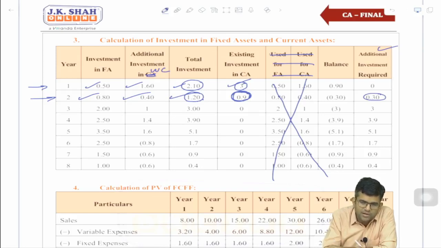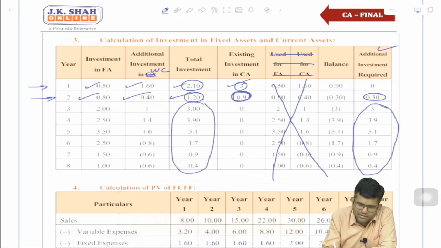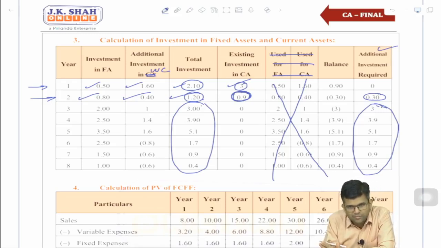And can I say, from year 3 onwards, this column and this column is of course going to remain the same. Because do you realize that whatever investment you do, that much investment is required, because I don't have any more money of uncle and all that. Everybody clear? All done? Great.